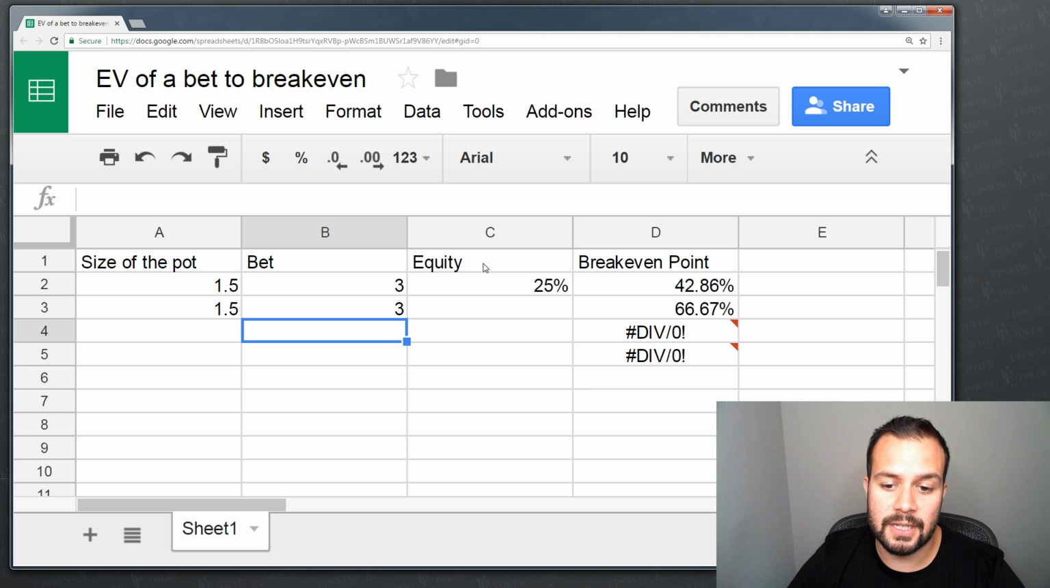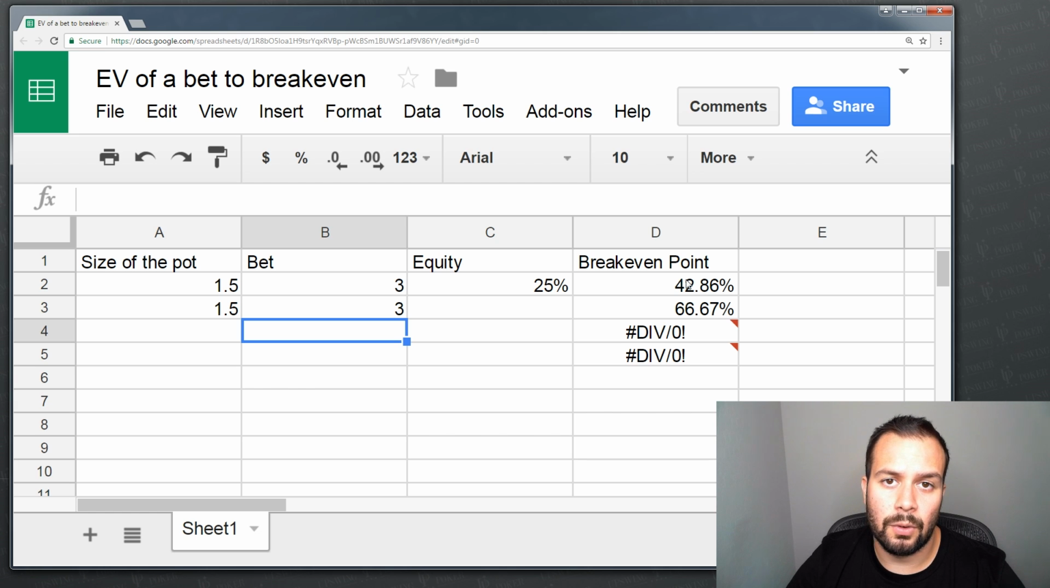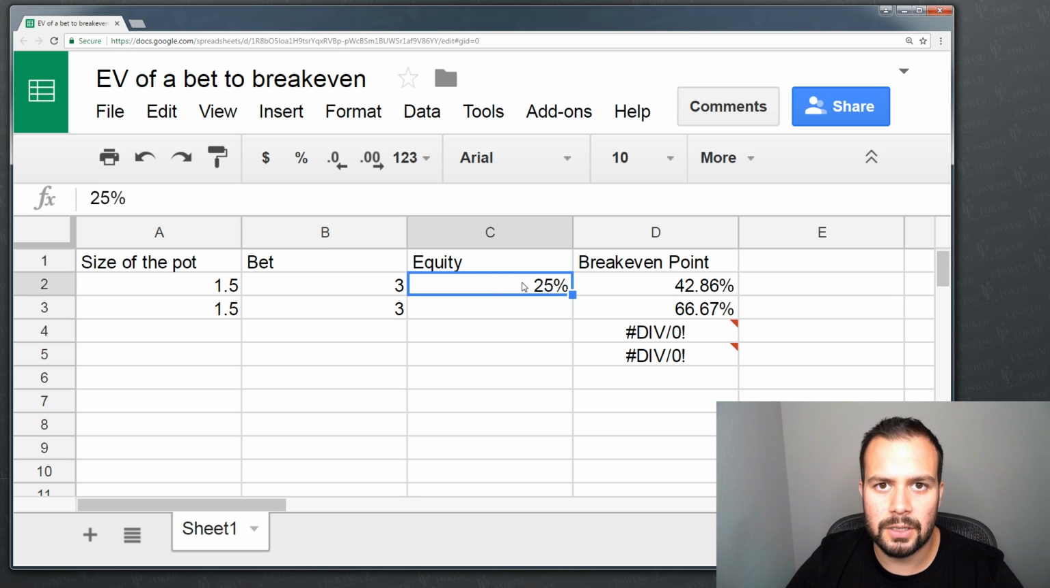in this example, by the way, just real quick to explain the spreadsheet. What this is trying to figure out is your break-even point, meaning how often your opponents need to fold in a given situation for your bet to break even in terms of profitability or expected value. So use the bet and the size of the pot, and then what makes this one a little bit interesting is that you could also throw in equity, because sometimes your opponents are going to call your bet, and then you'll win that pot some percentage of the time.